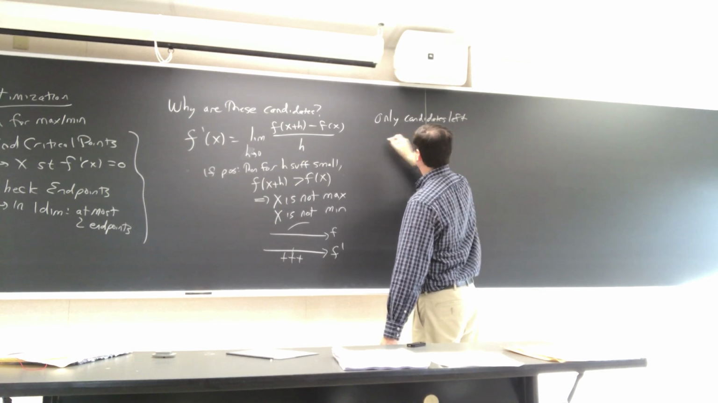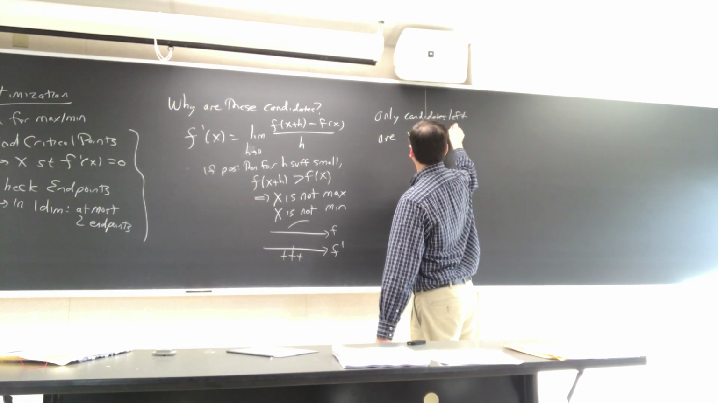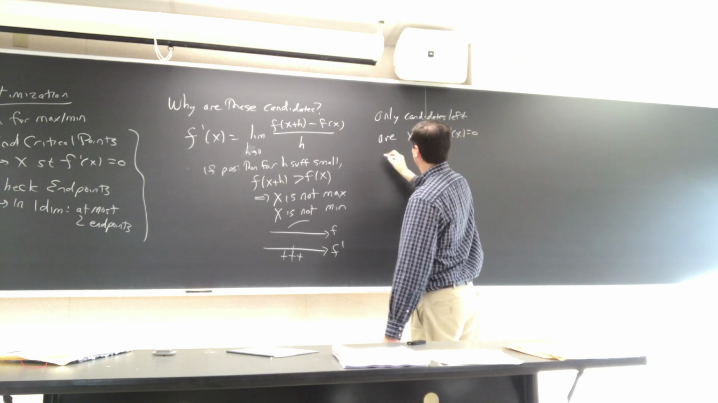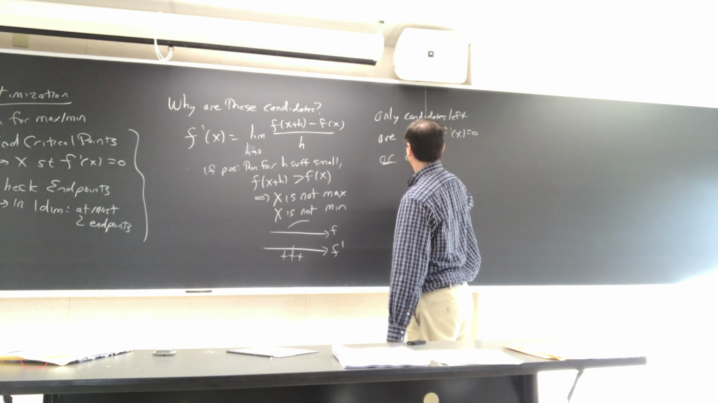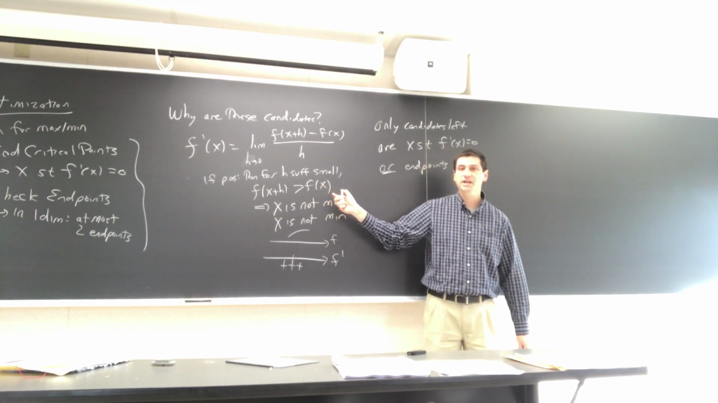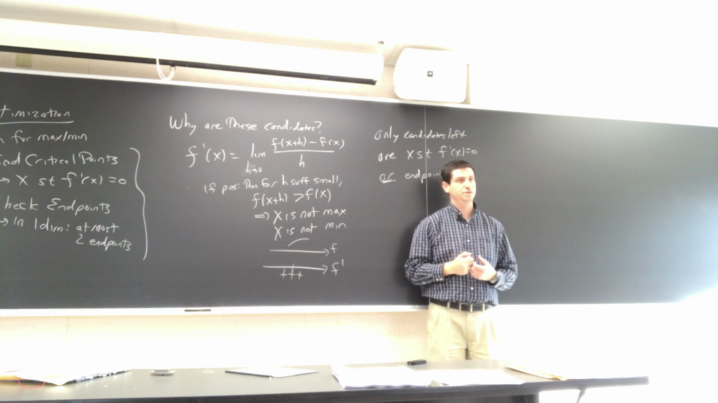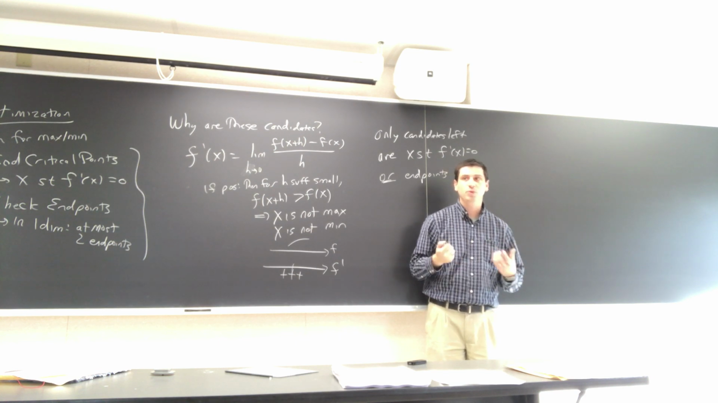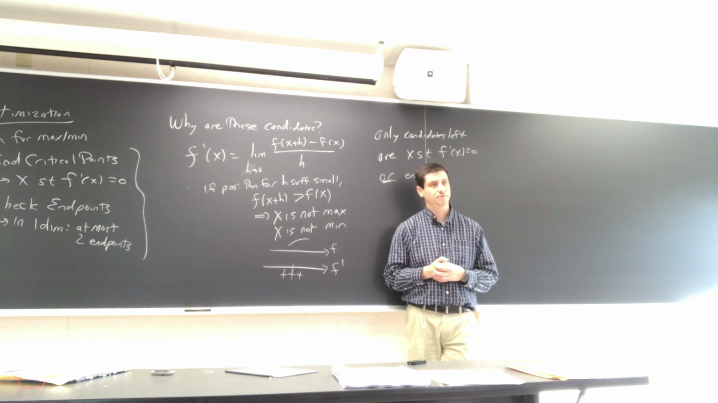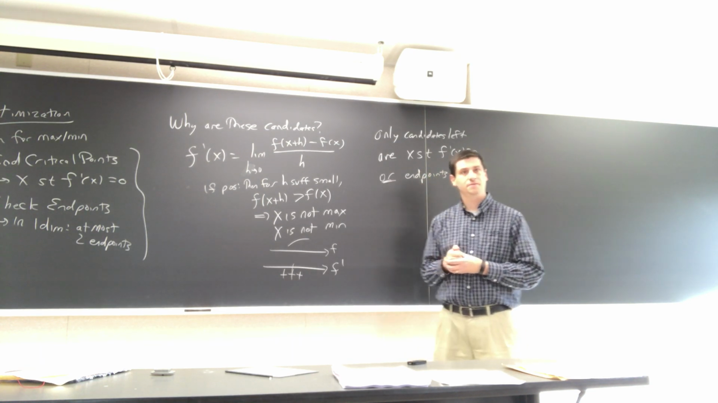are x such that f prime of x equals 0, or the endpoints. Because again, the analysis here was saying, let h be a small positive number and go a little bit past. Well, if you're at the endpoint, you can't go a little bit past. That's why we have to check the endpoints separately. Okay? So these give us the candidates.